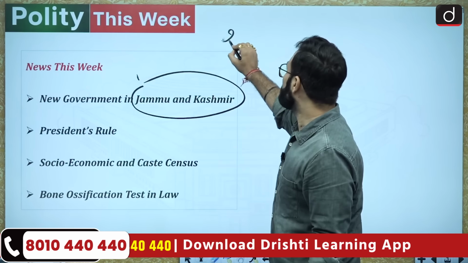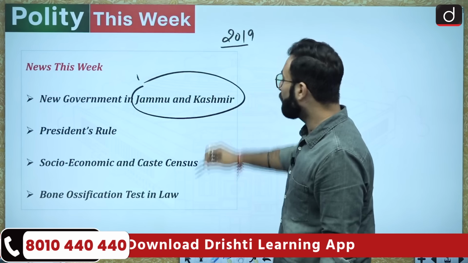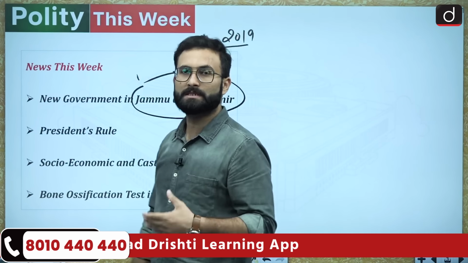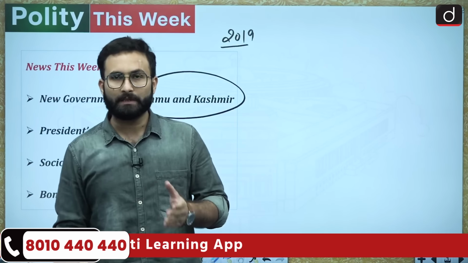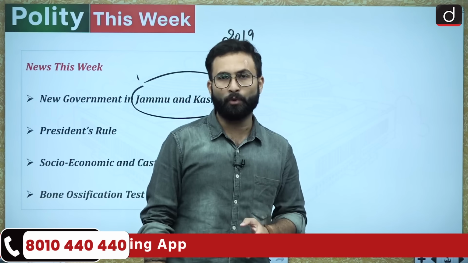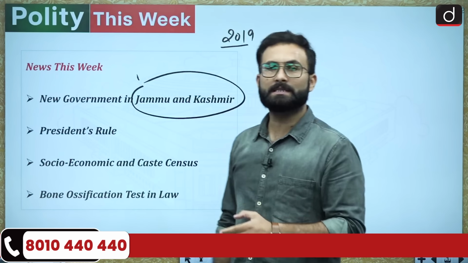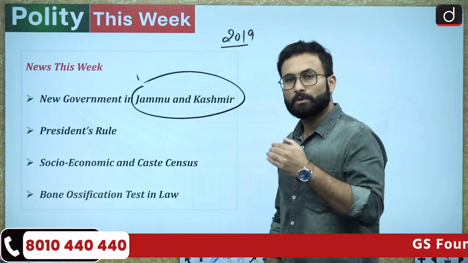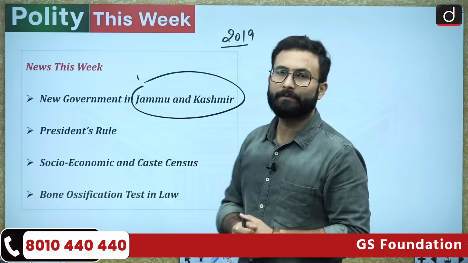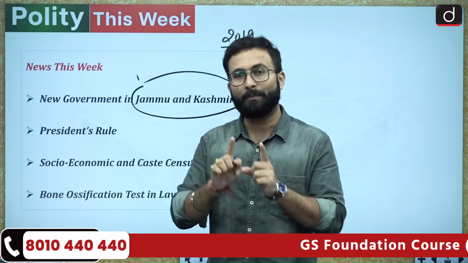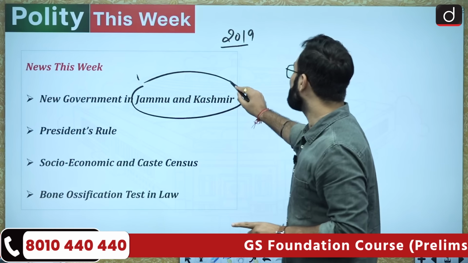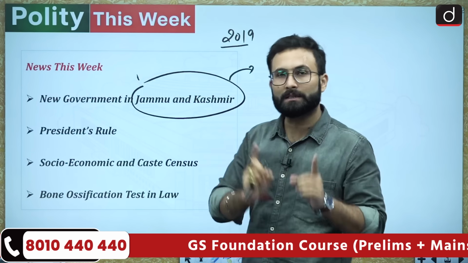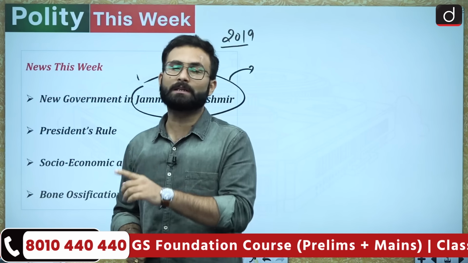We have seen that since 2019, when the status of Jammu and Kashmir changed from a state to a union territory, this is the first time an election has happened over here, and now it will be witnessing a new government. So that is why it is an important development with respect to Jammu and Kashmir. We will be talking about the powers of the state assembly over here and how it is different from other states. We will try to compare it with Delhi as well.